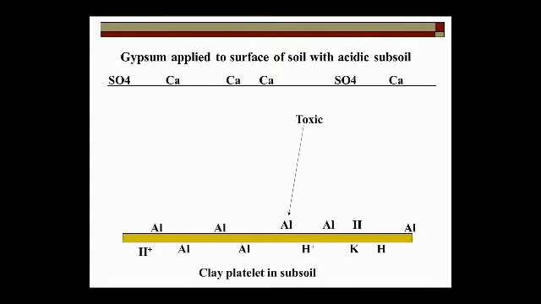So here's a little example of that. We have at the surface gypsum, calcium sulfate. We have down below the aluminum, because the soil is acid, and in acid conditions, the aluminum is more soluble.